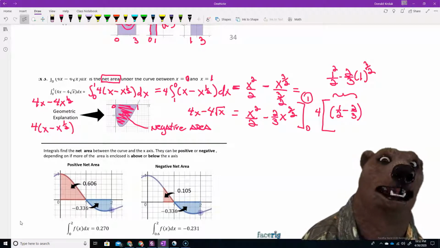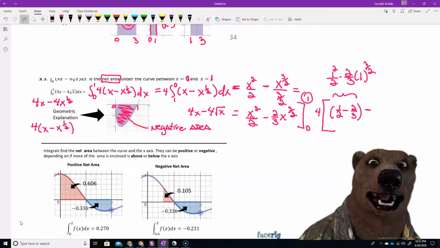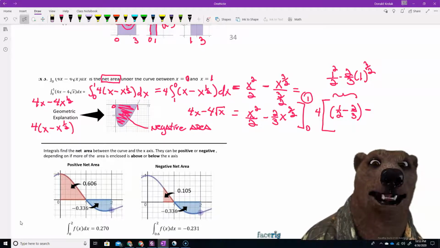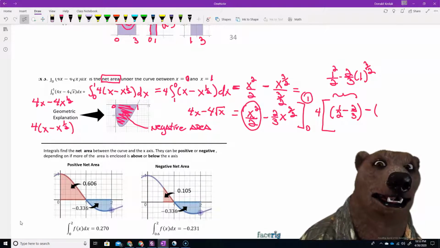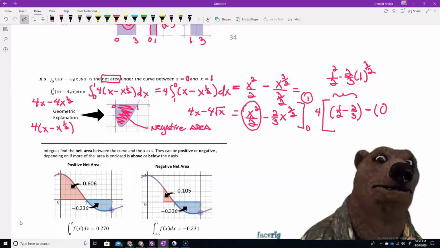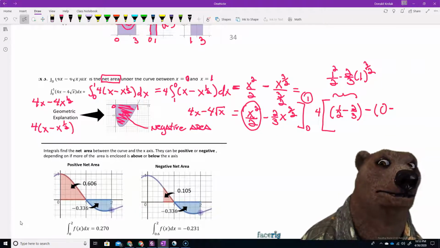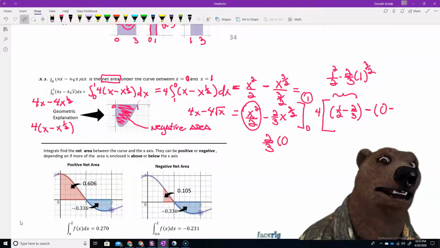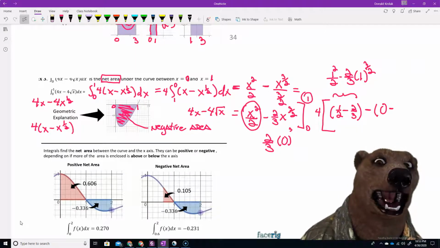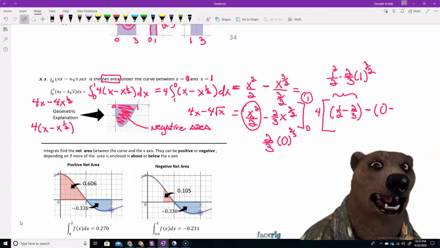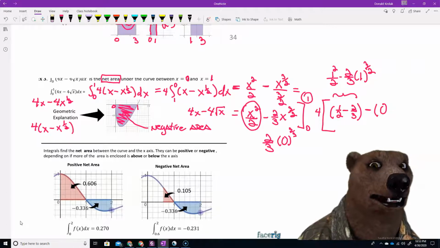Now when I substitute the 0 in, well, that's going to be 0 squared over 2, which is 0. And then I've got 2/3 times 0 to the 3/2, which is just 0. So that all just turns out to be 0.